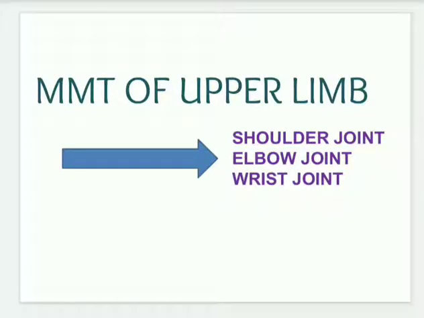Hello physios, today we'll learn about the exercise therapy MMT topic, which is a practical session where I go for your understanding in easy words. First, in the upper limb we go for three joints: shoulder, elbow and wrist.